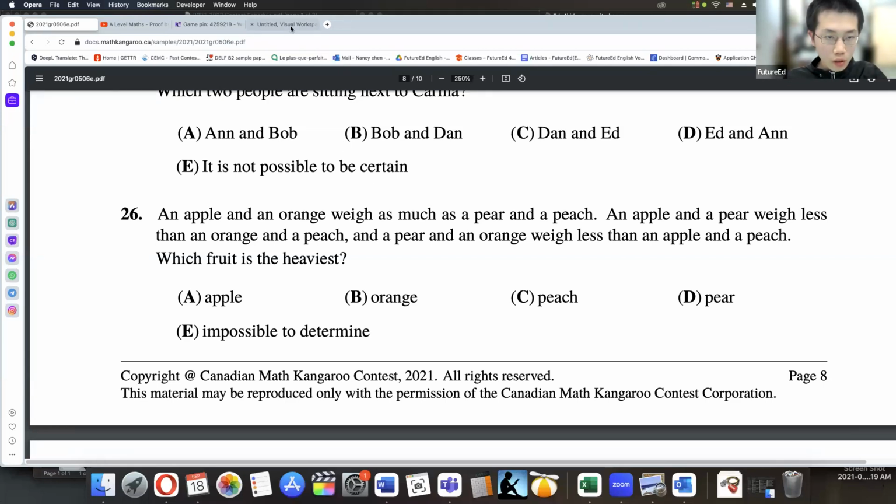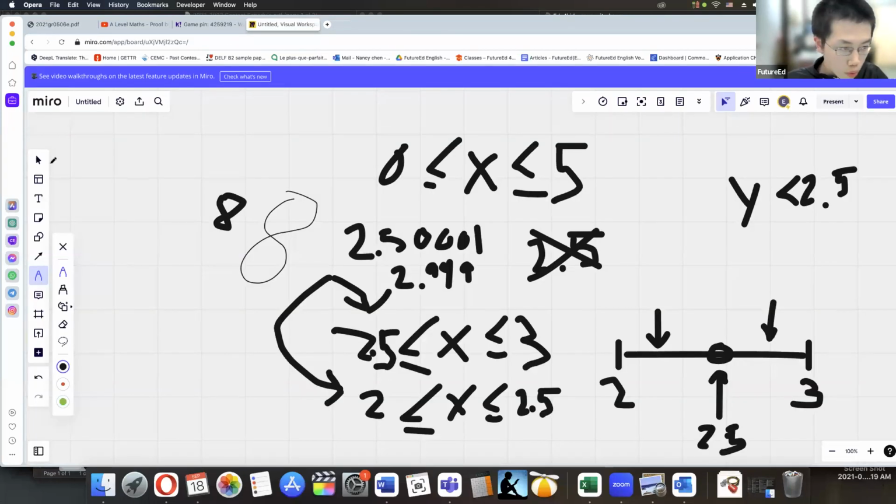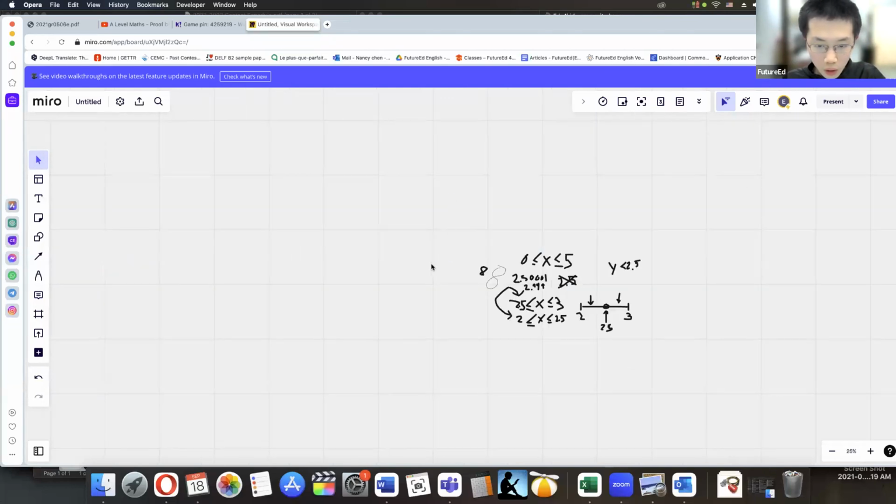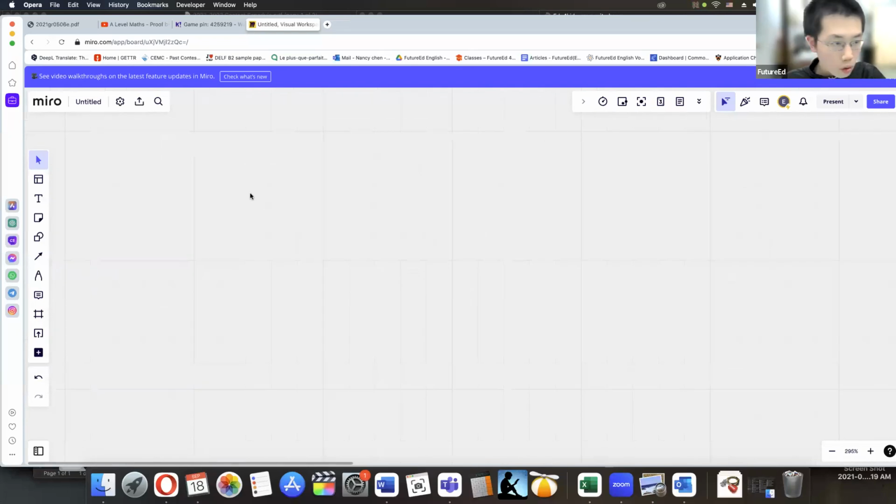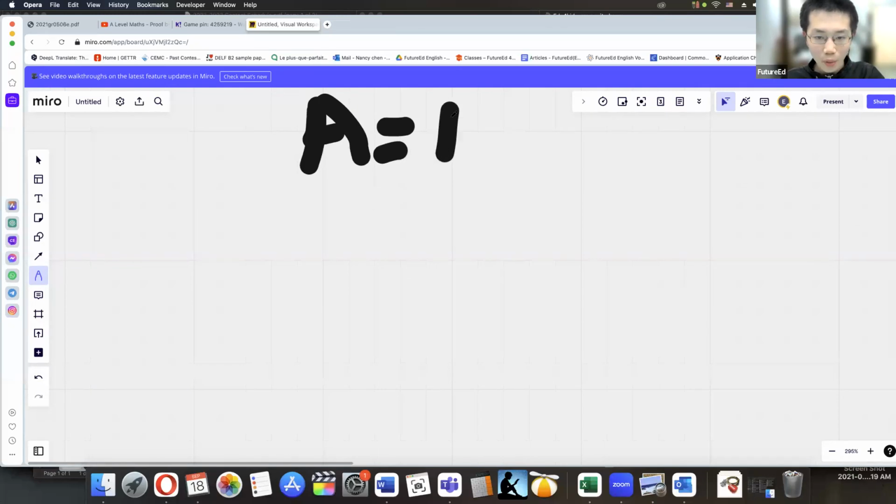All right, so I'm going to move over here. Let's denote A for apple, because A is for apple. That's what it always has been. This is apple. And then I think we had an orange, right?